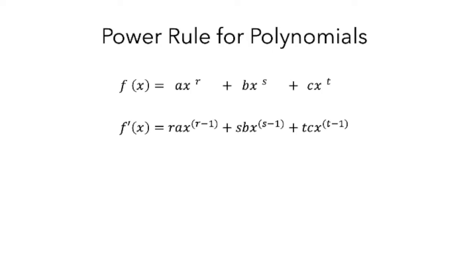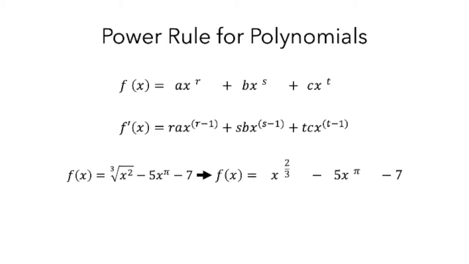Sometimes things don't initially look like polynomials, like this function that has radical signs and exponents that aren't just whole numbers. But you can use algebra to rewrite it. In this case, you can rewrite the radical sign as a fractional exponent. And then you can apply the power rule to each term in the function: multiply each coefficient by the exponent of that term, and then subtract 1 from the exponent. And also remember that the derivative of a constant is 0.